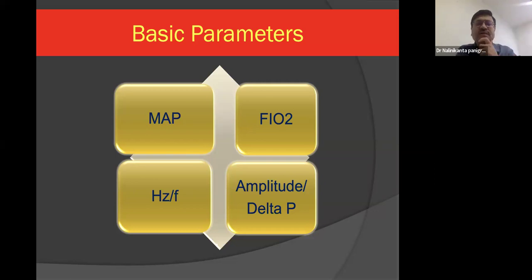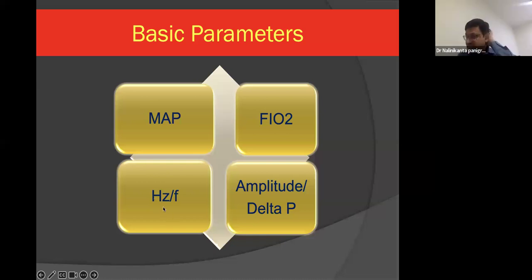Beyond that, you should remember the three parameters. The mean airway pressure is a combination of factors; in conventional ventilation, both PIP, positive inspiratory pressure, and PEEP contribute to the mean airway pressure. Here, we can directly choose a mean airway pressure in the ventilator setting, which helps in oxygenation. So FiO2 and mean airway pressure both help in oxygenation.